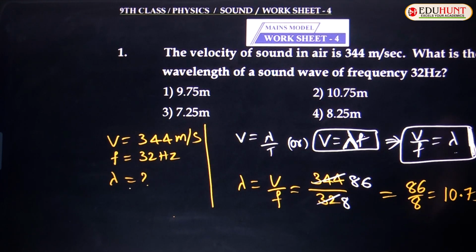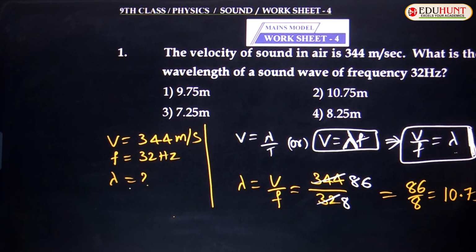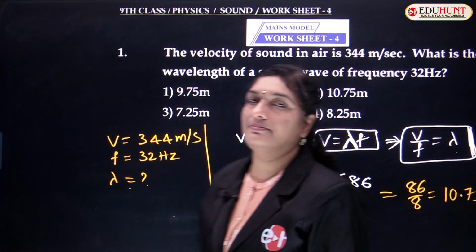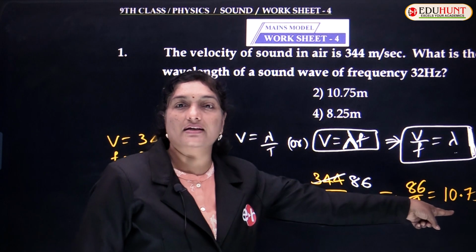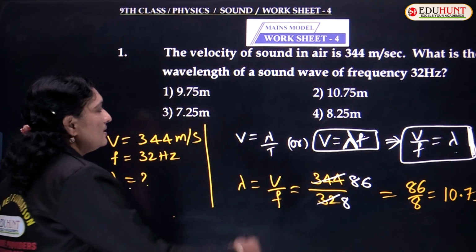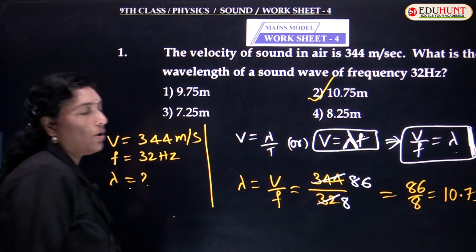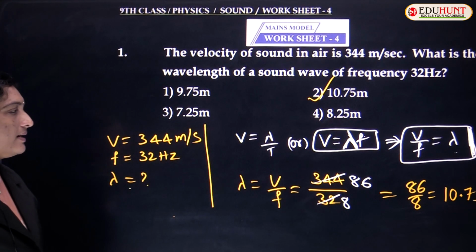Hence, wavelength is measured in SI system in meters, with velocity in meter per second and frequency in hertz. So length is measured in meters in SI system. Hence, the correct option is 86 upon 8. If you divide it carefully, you will get it as 10.75 meters, and hence the second option holds good. What is the correct option, children?